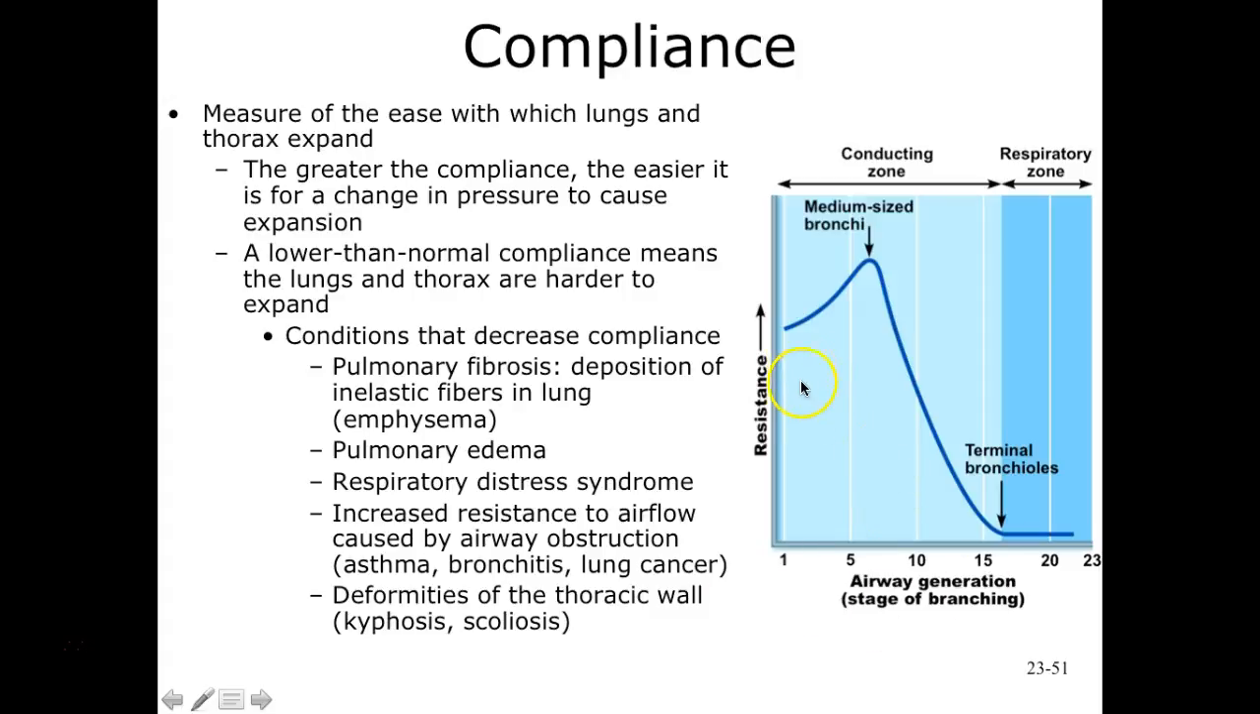Also, I wanted to put this chart in here just to show you that we have greater resistance in our medium-sized bronchi, like our secondary bronchi. And then from there on out, as we branch into our smaller terminal bronchioles and get into our respiratory zone, so this would be like our respiratory bronchi and our alveolar ducts and so forth, we are going to see that there's going to be less resistance as we get into these smaller bronchioles and alveolar ducts.